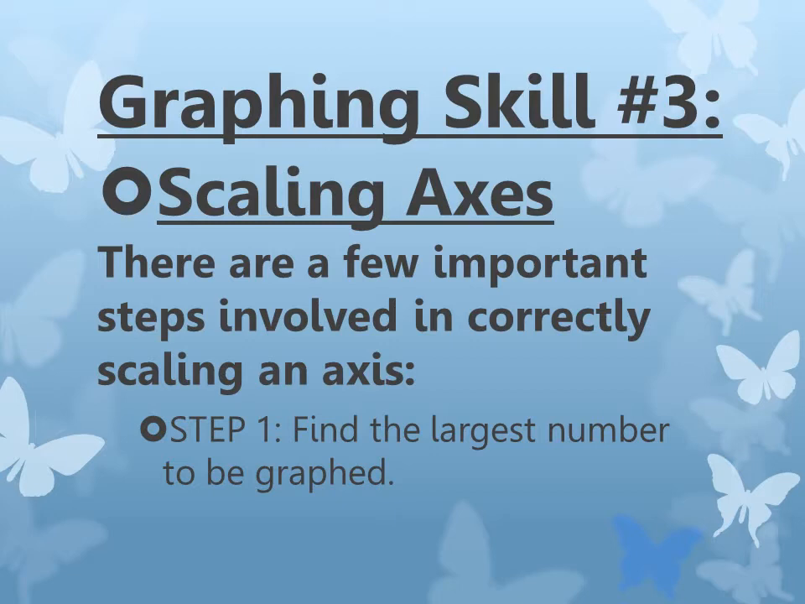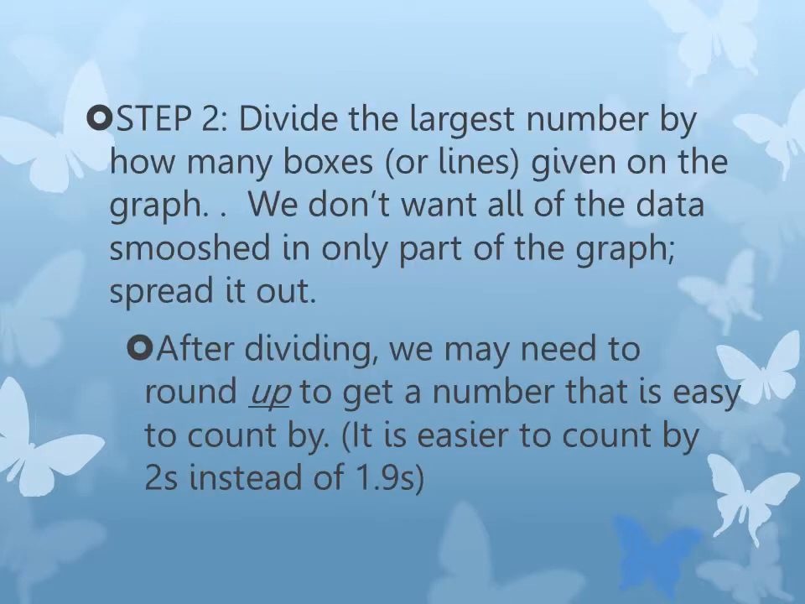So step one, when you're looking at all the data that you need to graph, you want to find the largest number to be graphed. So that's pretty easy, right? Then divide the largest number to be graphed by how many boxes or how many lines you have on your graph. Okay? The reason we're going to do this is because we don't want all of our data smushed up on just part of our graph.